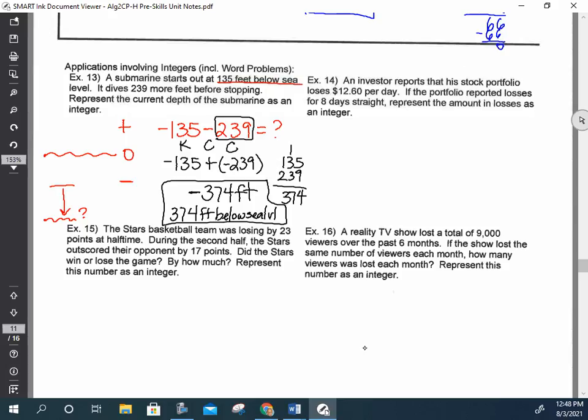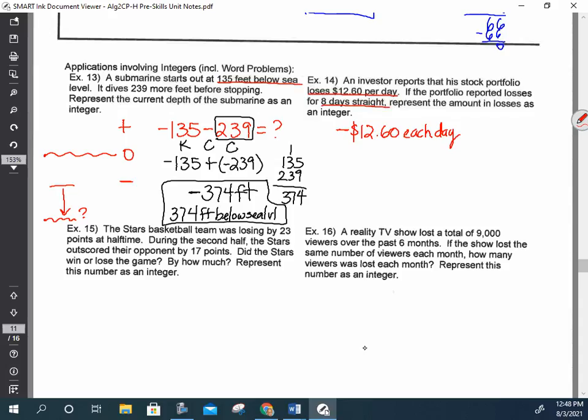So example 14. An investor reports that his stock portfolio loses $12.60 per day. If the portfolio reported losses for 8 days straight, represent the amount in losses as an integer. So they're losing $12.60 per day. So losing money is something that's negative. So negative $12.60 per day. So each day they're losing that much. They reported losses for 8 days straight.